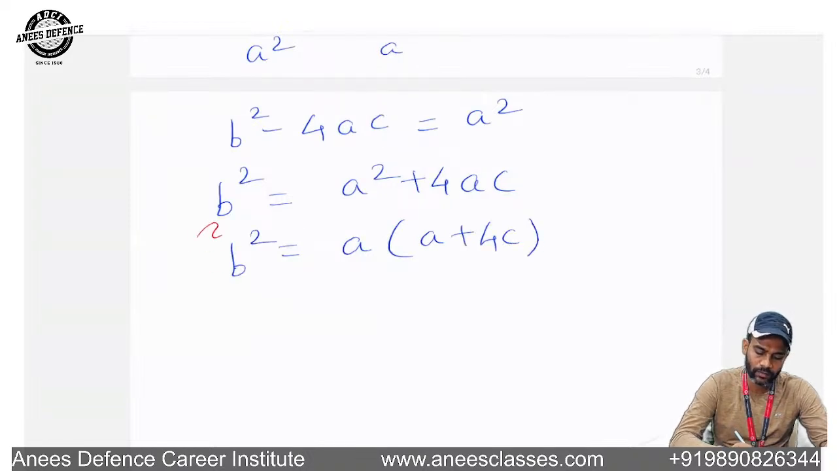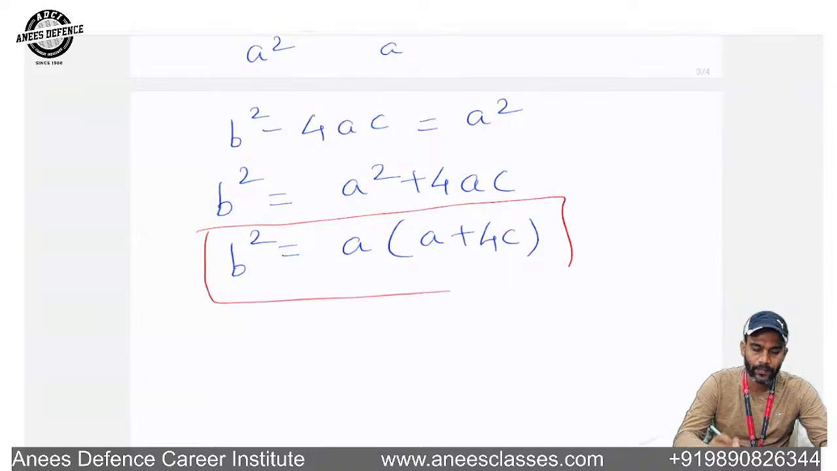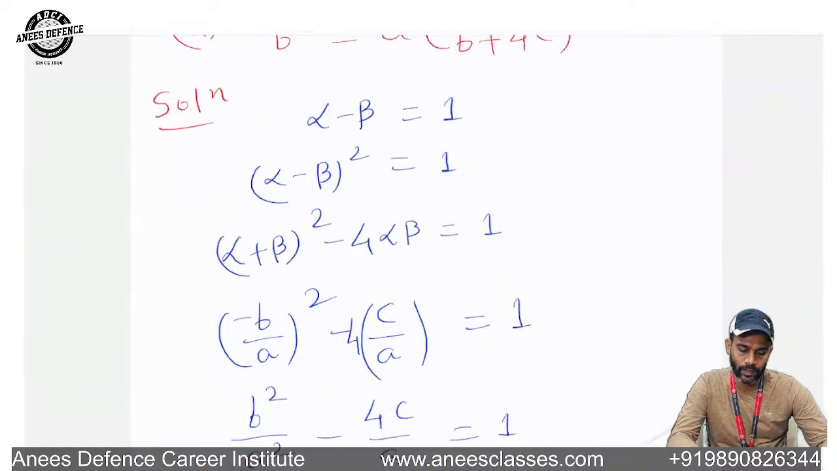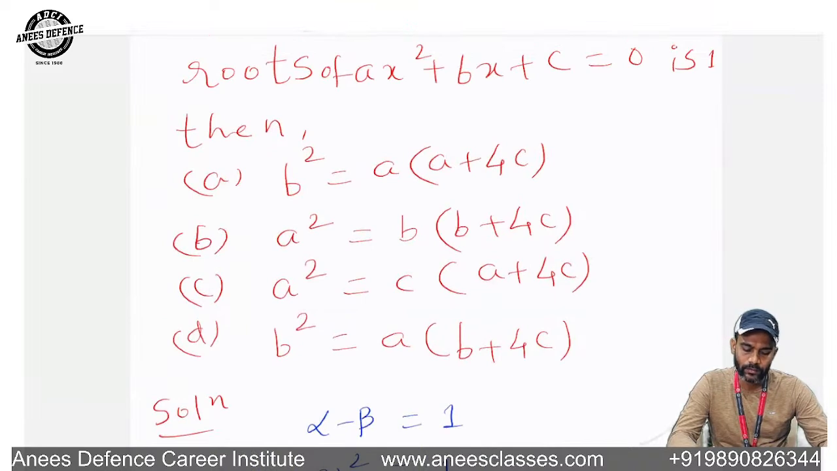Which option is correct now? Tell me. b square is equal to a times a plus 4c. Option A is the right answer. I hope you got it.